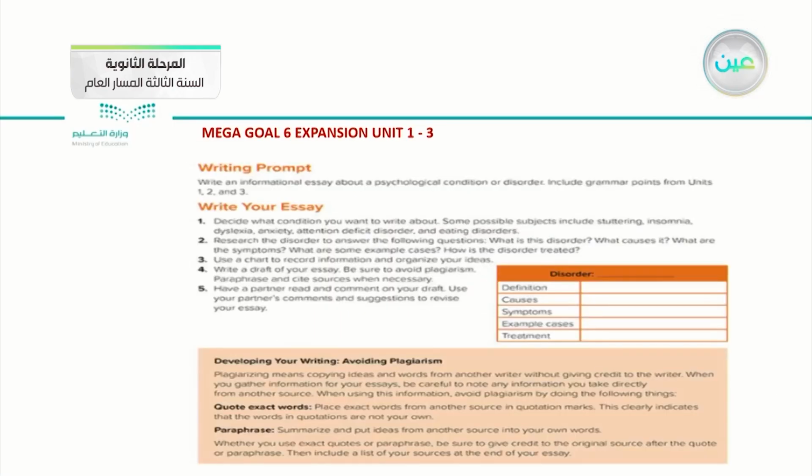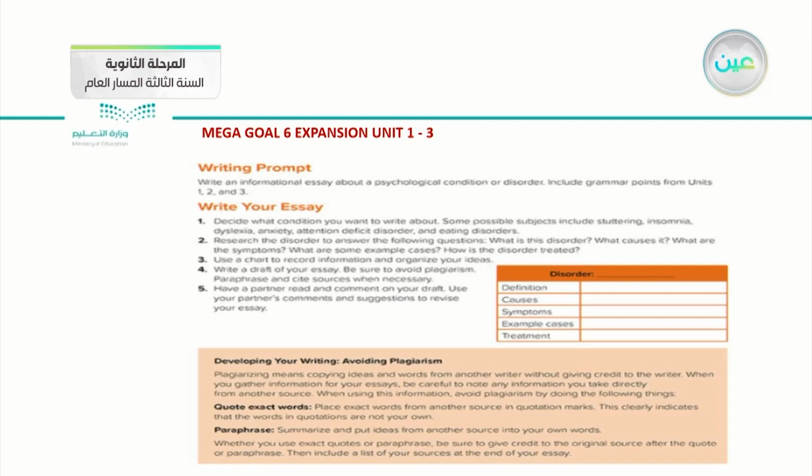Okay, this is the last step for our lesson, as I mentioned in our objectives. Writing prompt: write an informational essay about a psychological condition or disorder. Include grammar points from units 1, 2, and 3. As I mentioned, you should follow that step about grammar, and you should write your essay according to this grammar they mentioned to you in your book.